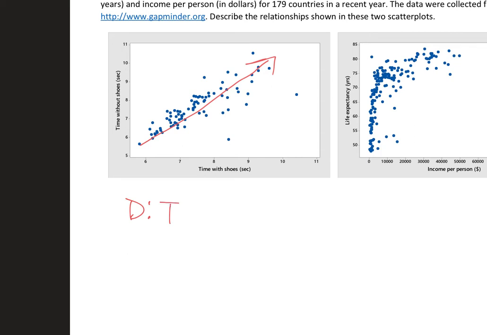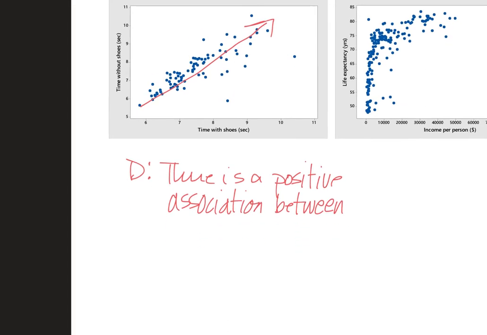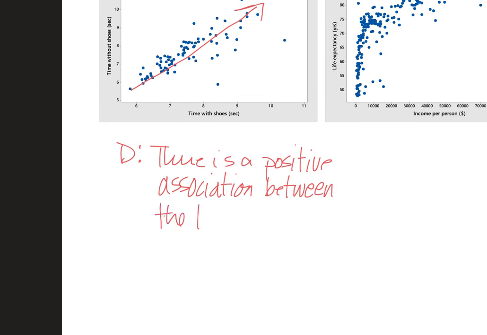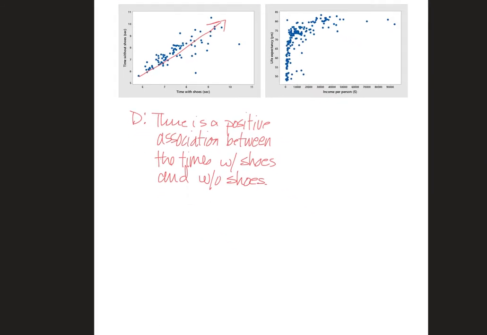So we would say something like, there is a positive association. And we'll just say between, and we'll put some context in here like always, the times with shoes and without shoes. Just abbreviate there for space, since we'll probably run out here in a moment.